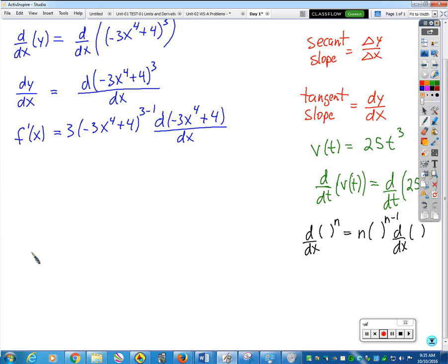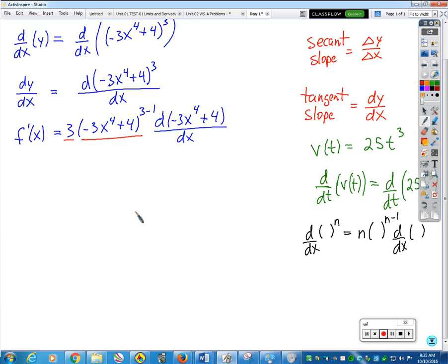Two comments there. First of all, what you see here is actually 3 things being multiplied. Someone read my mind, raise your hand and tell me, what are the 3 things that I see being multiplied right here? 3, and then the something, -3x to the 4th plus 4 to the 3 minus 1. Perfect. And then the d over dx of the something. Oh, close, close.